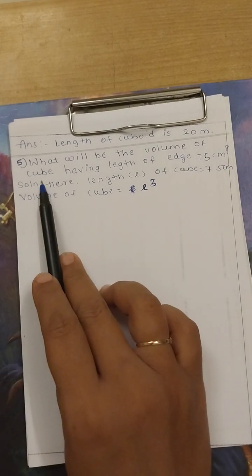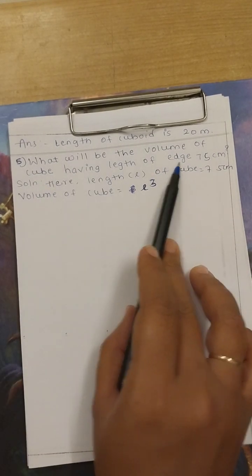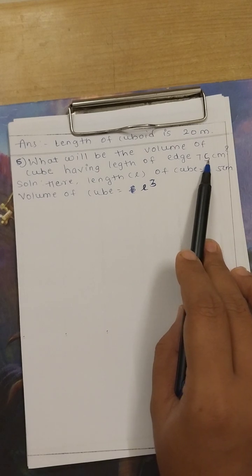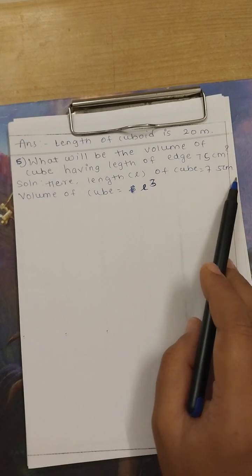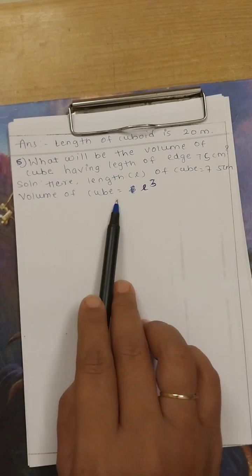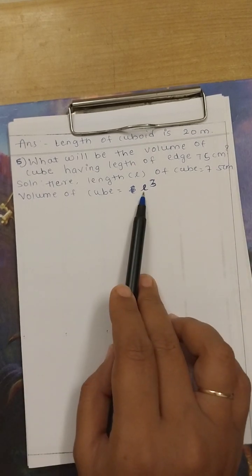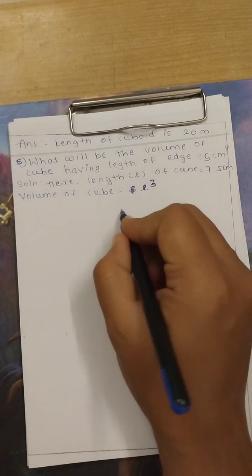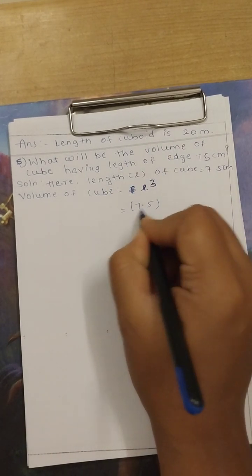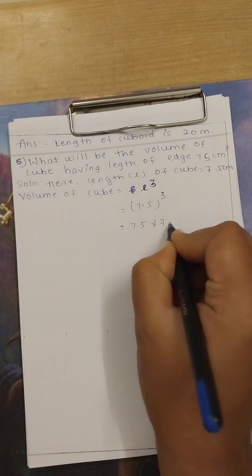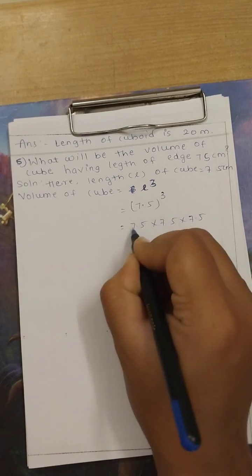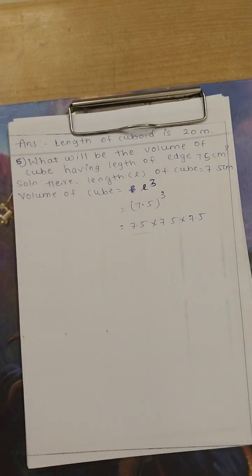See the sixth example. What will be the volume of cube having length of edge equal to 7.5 centimeter? Write down the given data. Length L of cube is equal to 7.5 centimeter. So what is the volume of cube? Formula of volume of cube is L cube, which is equal to 7.5 cube. Okay, just see the calculation, which is equal to 7.5 into 7.5 into 7.5. What is 7.5 into 7.5?